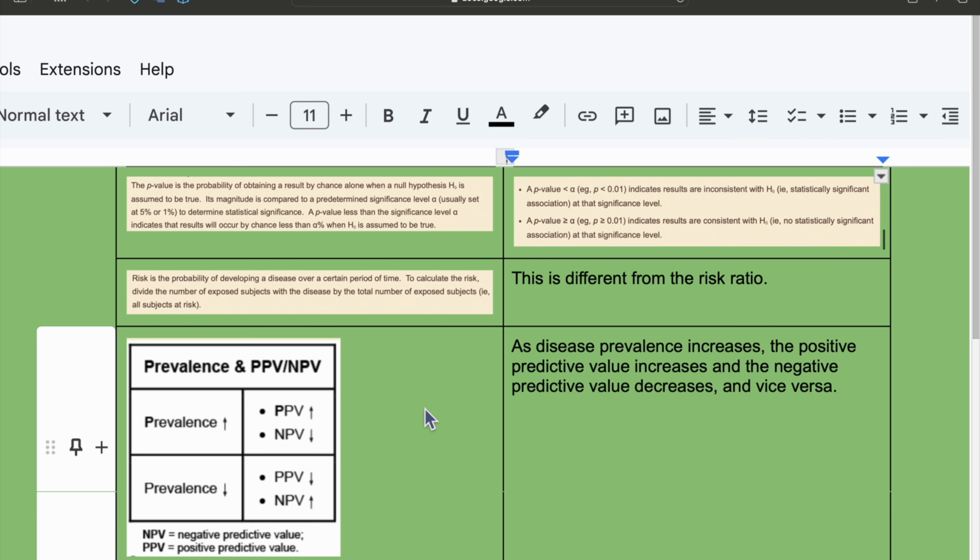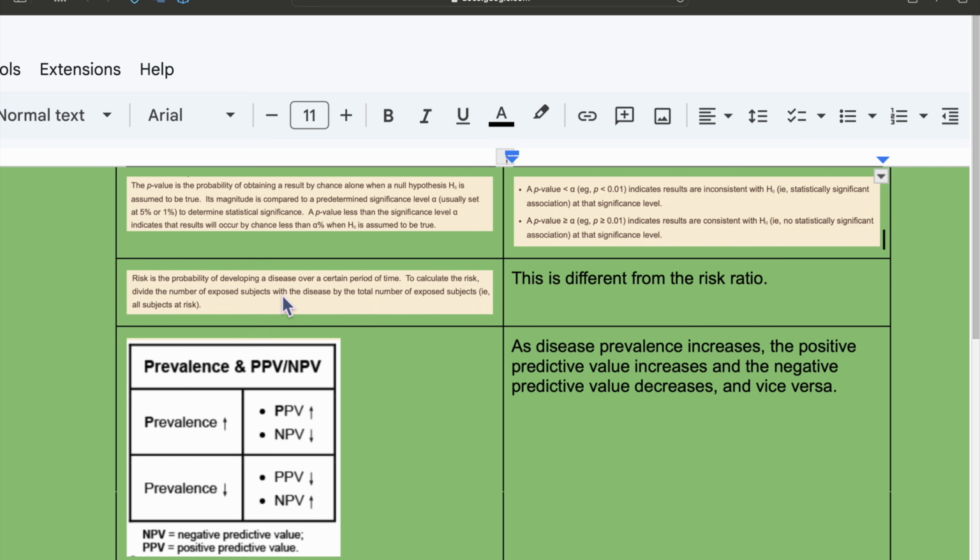Hopefully all of that makes sense, because it does in my head. Okay, risk is the following. Risk is the probability of developing a disease over a certain period of time. To calculate the risk, divide the number of exposed subjects with the disease by the total number of exposed subjects, that is all subjects at risk.